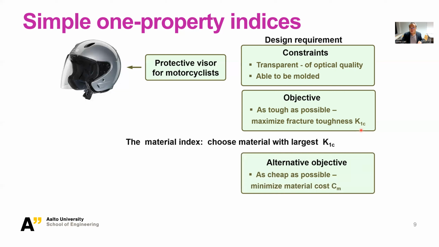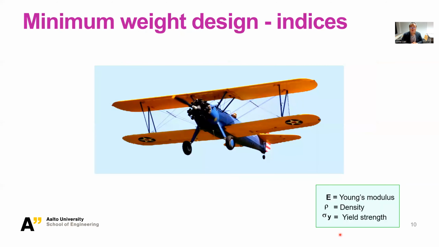An alternative objective could be as cheap as possible. That is easy. We're going to minimize the material cost, this is the CM. You could find this in the software, and you choose the material with the smallest one. All right, that was a very simple example to show you how this kind of material index works and how you could apply this to your design process.